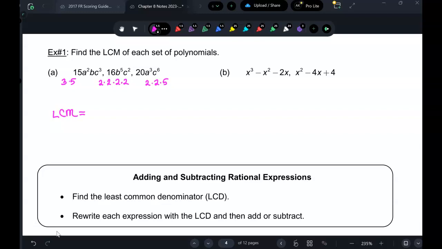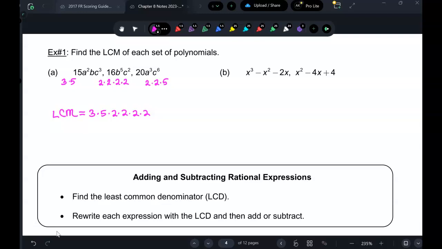So this one would have to be under. I need a 3. 3, 2, I need a 5. 3, 5, 2. And how many 2's do I need? 2? No, because if I only have 2 2's, 16 isn't going to go into that. So I have to make sure each of these factors is represented.